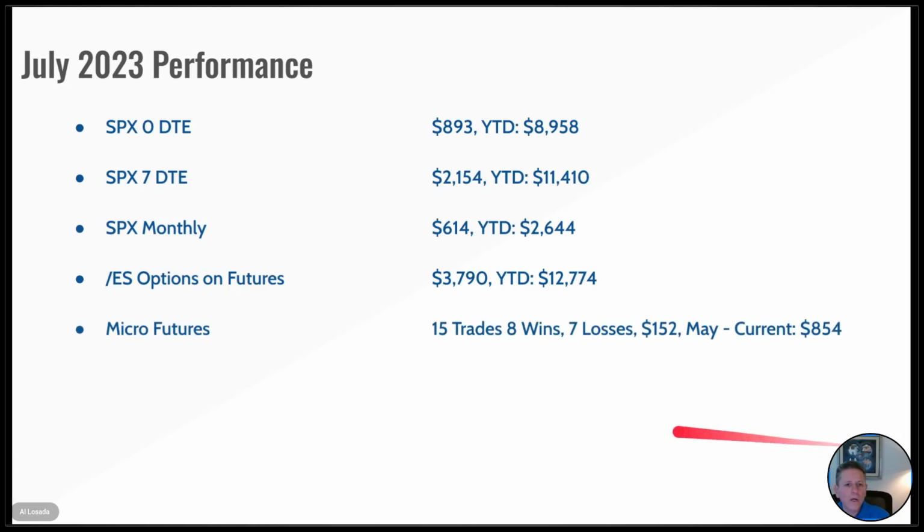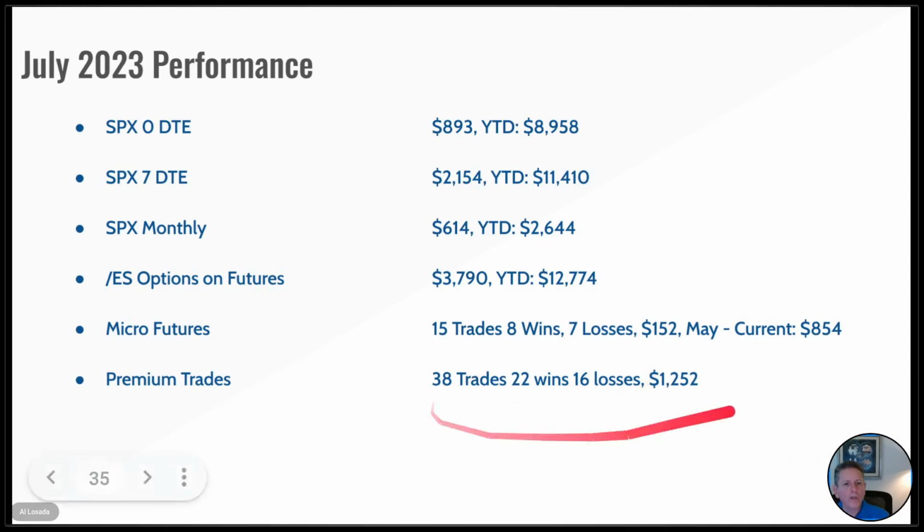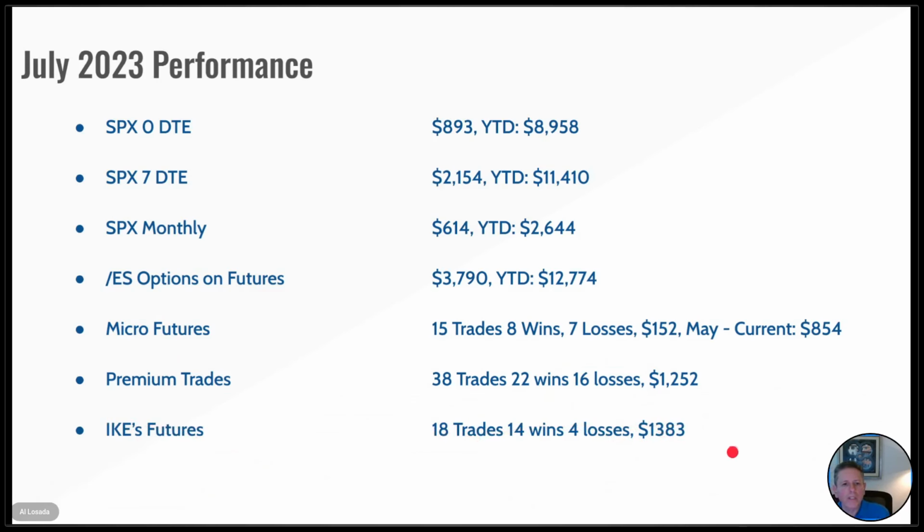Okay, so micro futures, in this case here, we had 15 trades, 8 wins, 7 losses, $152, and during that position here, it was $854. Okay, and then we have another trader here that trades these as well, and these are micro futures also. Ike is another trader that we have, and these are trades that were done in July of 2023.